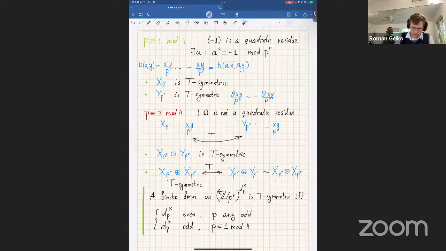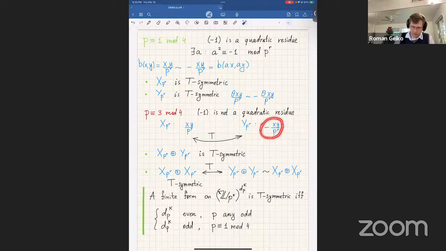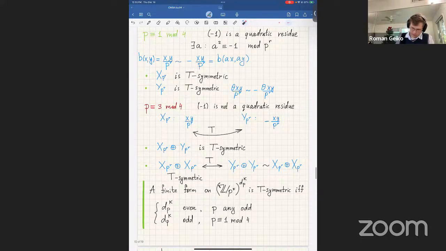And if P is 3 mod 4, it's more tricky. The basic form X is not time reversal symmetric by itself, because minus xy to the P to the R, so -1 is not a residue, so it's a different class. Time reversal actually exchanges these two classes. But then I can take a sum, and time reversal will just swap them. All right. Just summarizing, we can fully classify time reversal symmetric forms on Z_P with P odd. So we had this decomposition D plus D2 plus D of other P's, and the odd part is completely classified. So all we need to care about is D2.